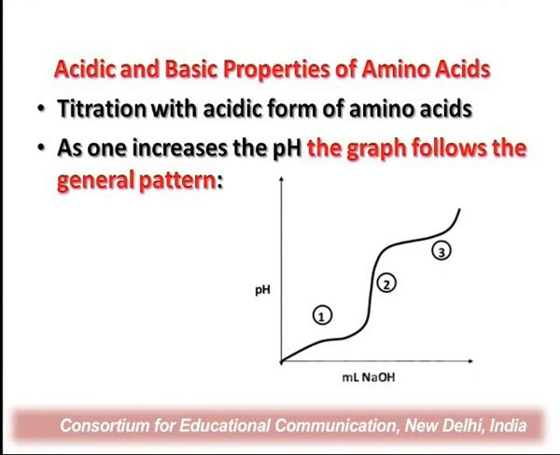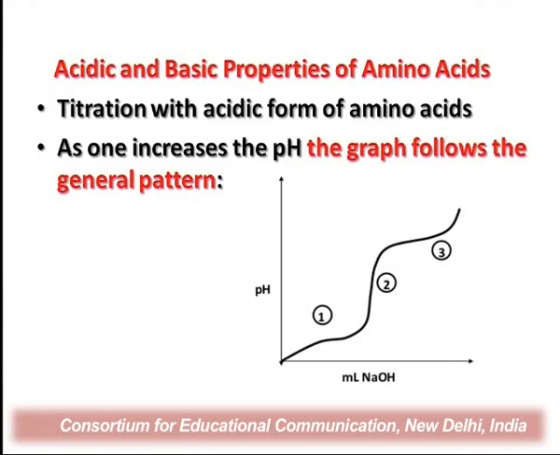pH will be taken on the y-axis and the base will be taken on the x-axis. So what we know is that in acidic medium, you have to remember that amino acid will exist in its protonated form, and then as we slowly increase the pH of the medium, that is when the hydrogen ion concentration is being decreased, we will get 3 plateaus on the graph.